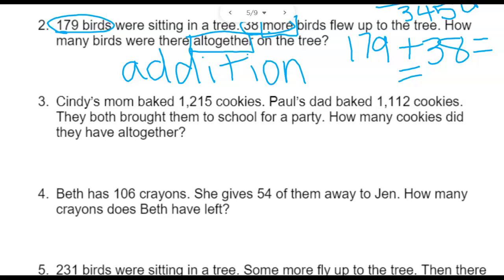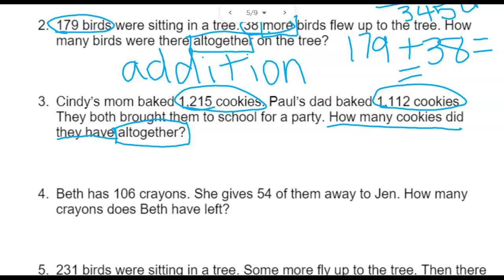Number 3. Cindy's mom baked 1,215 cookies. Paul's dad baked 1,112 cookies. They both brought them to school for a party. How many cookies did they have all together? Circle my important numbers. Underline my question. That's a whole lot of cookies, holy moly.